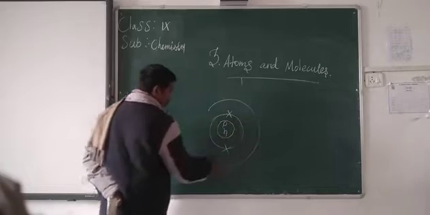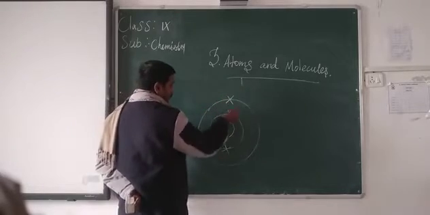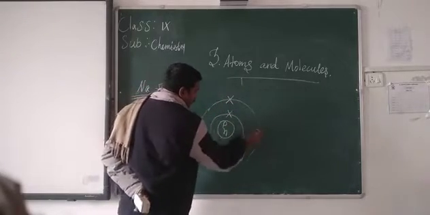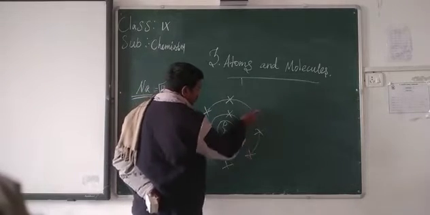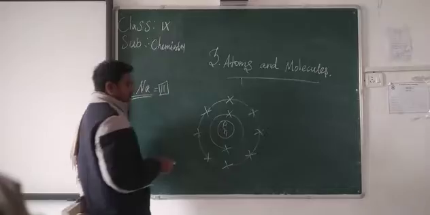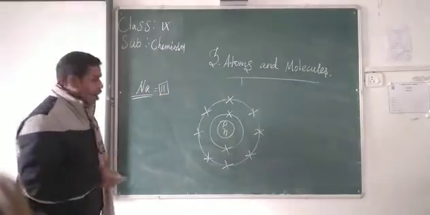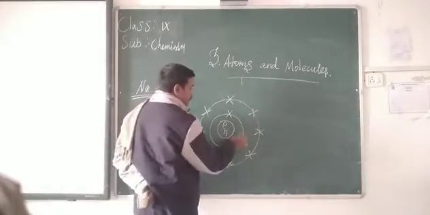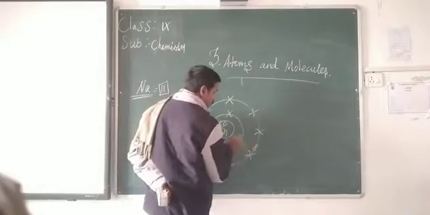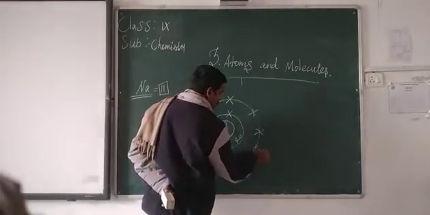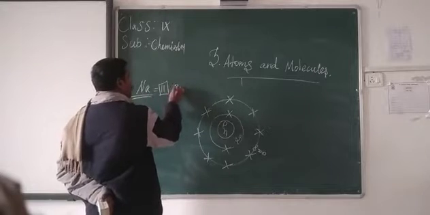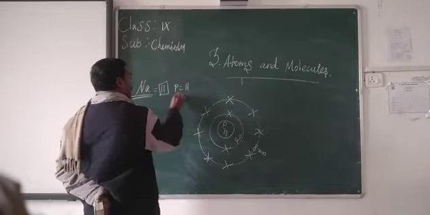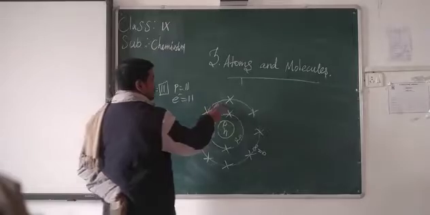In the second shell there will be 8 electrons present. How many electrons have we filled in total now? We have only 10 in total, and one more is remaining. So in sodium, how many protons will be present? 11. Electrons will also be 11.